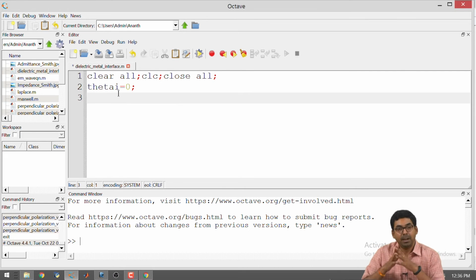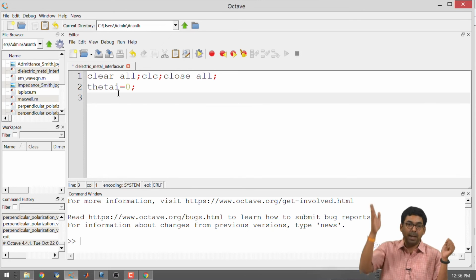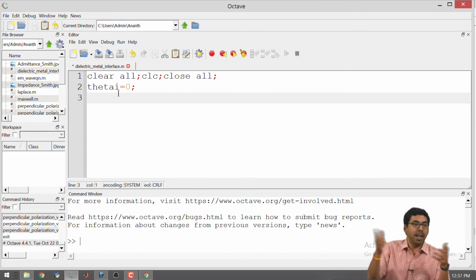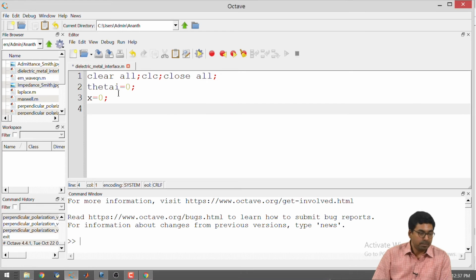Honestly, I could apply this at z equal to 0, but x could be anything. The boundary condition is applied at z equal to 0, x could be anything. So, conveniently I can choose x equal to 0, so that I reduce the expression even more. So, x sin theta I, now I know that it is 0.